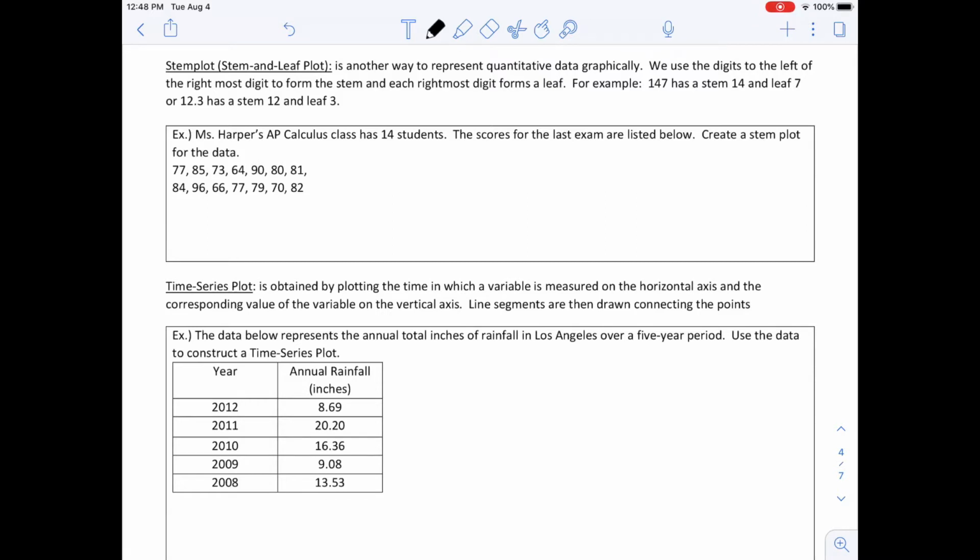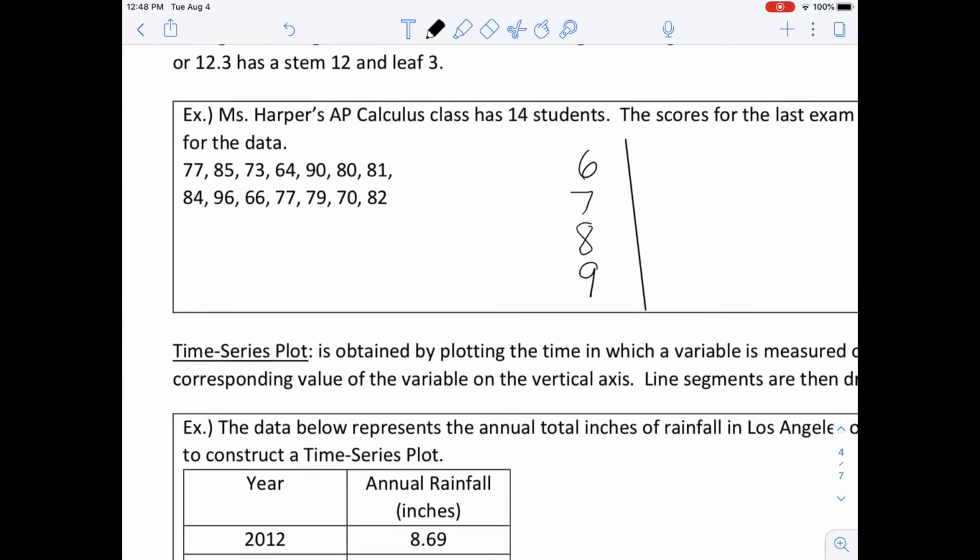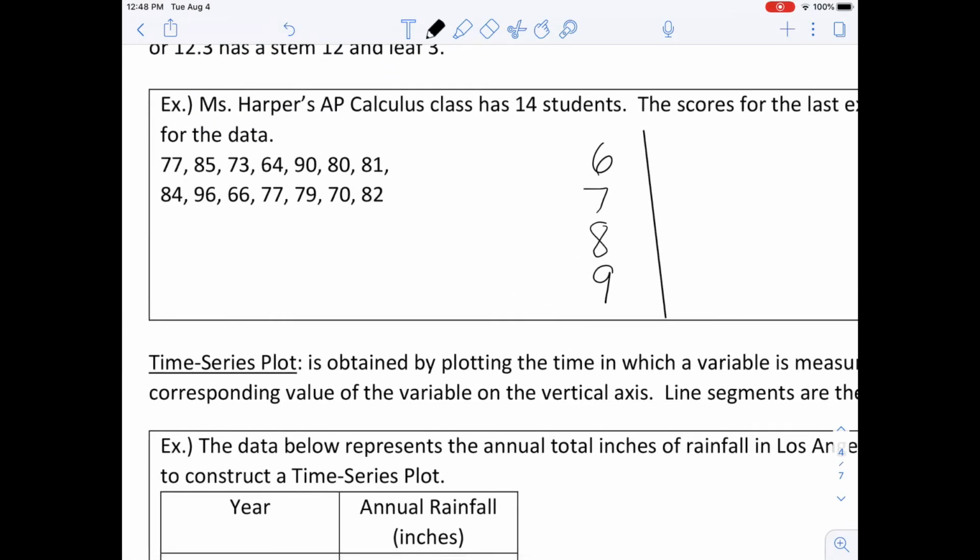So first thing I'm going to do is go ahead and draw a vertical line down. And this vertical line separates my stems from my leaves. And from here we have grades in the 60s, in the 70s, in the 80s, and in the 90s. I'm going to zoom in a little bit here. And the only scores that we have that are in the 60s are 64 and 66. And so since I already have the 6 listed for 60s, I'm just looking at that second digit, which is a 4 and a 6.